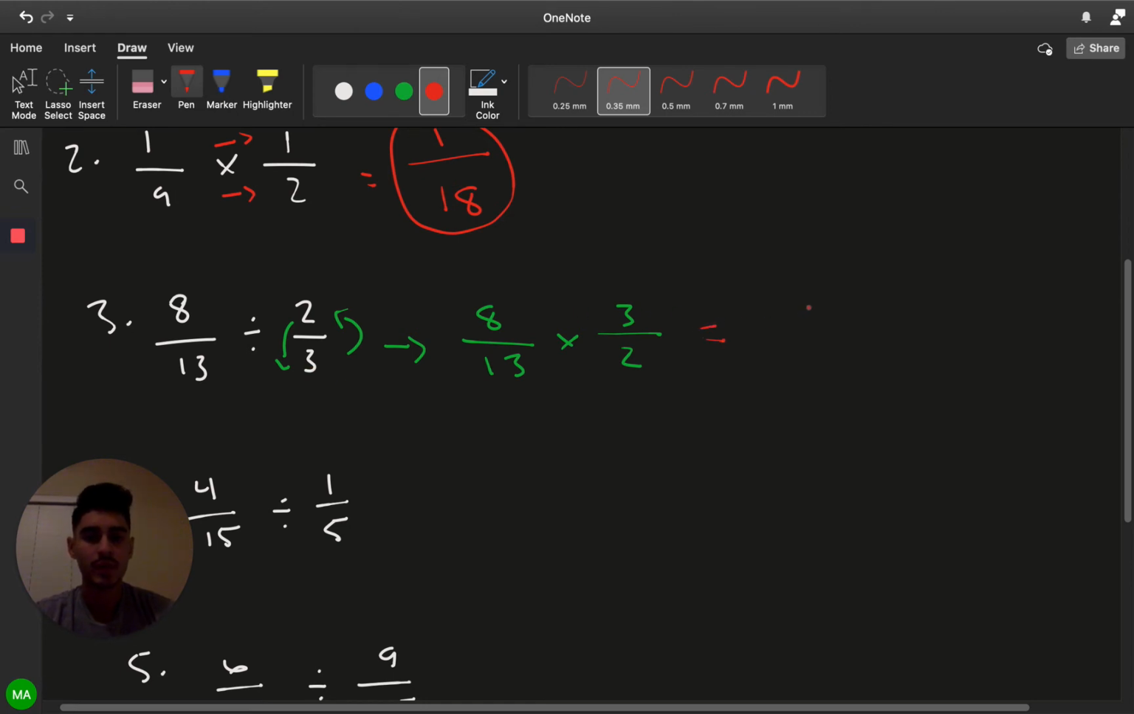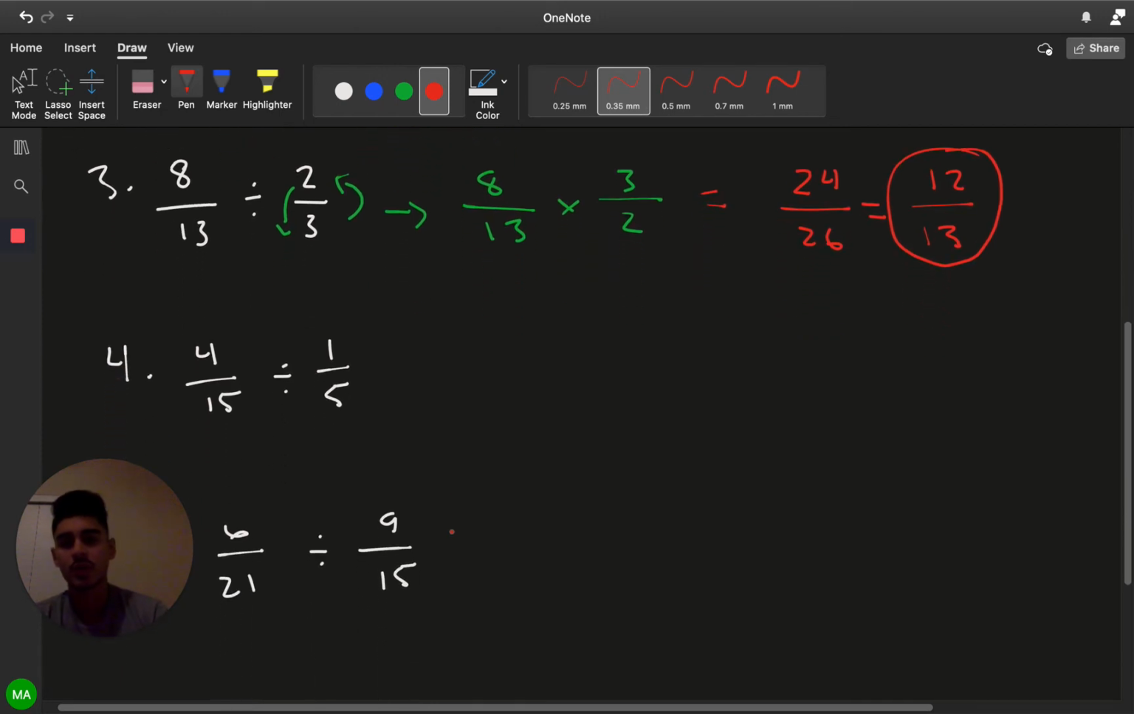And once we multiply that, we get 24 over 13 times 2, that's 26. And this can be reduced if we bring it down. We divide both by 2, we get 12 over 13. Let's see, 24 by 2, and you divide 26 by 2, you get 12 over 13. So let's try that out one more time. Remember, reciprocal, flip it, and then multiply straight across.